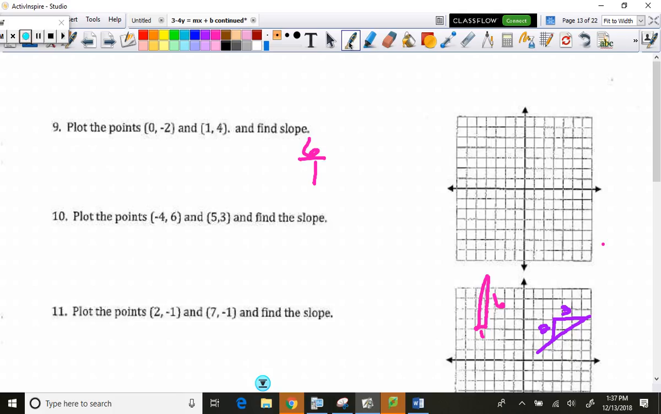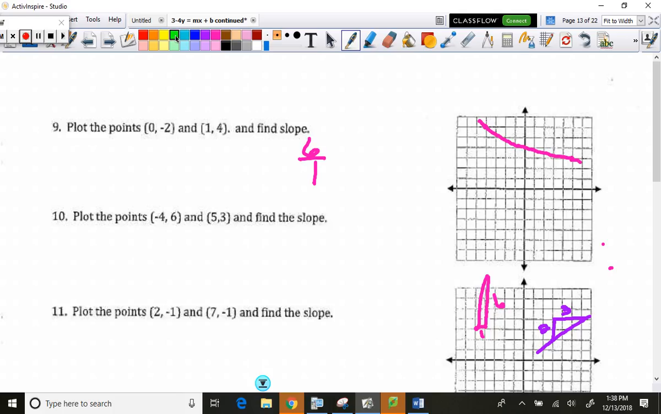So number 10, I want to plot -4, 6. Left 4, up 6. And then to plot 5, 3, that's right 5, up 3. And that gives me this line right here. That's not very straight, it should be a straight line.